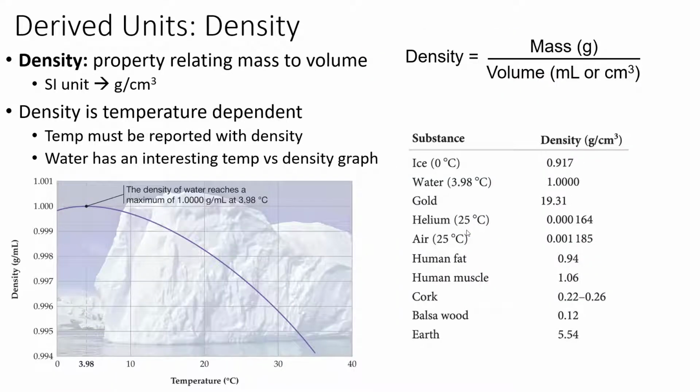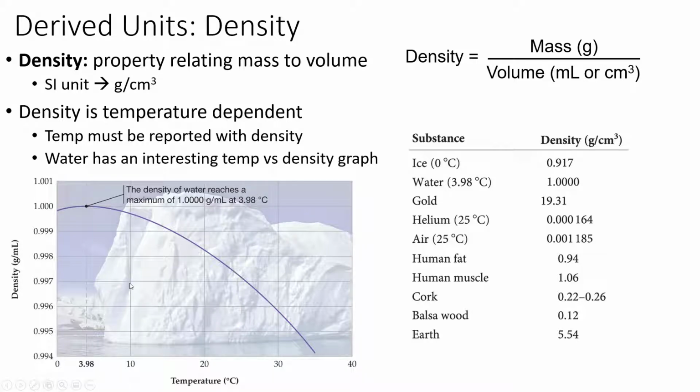The next derived unit is density. Density is a property relating mass to volume. You find density by dividing mass by volume in either milliliters or centimeters cubed. Milliliter and centimeter cubed are the same. So the unit for density is gram per centimeter cubed or gram per milliliter. Density is temperature dependent, so the temperature must be reported with any density.